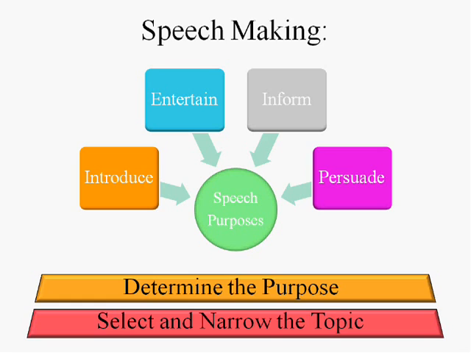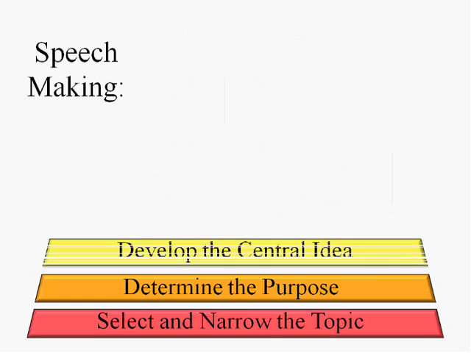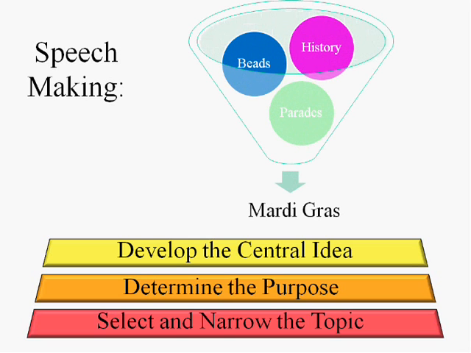Next, you're going to develop a central idea, and in the graphic here we have a speech about Mardi Gras. Mardi Gras is obviously the central idea. I would generate some main points, and I would turn those 3 main points into that speech about Mardi Gras. So I would discuss Mardi Gras history, the beads, and the parades associated with Mardi Gras. Those would all be examples of filtering those 3 main ideas, those 3 things, into essentially a central idea.